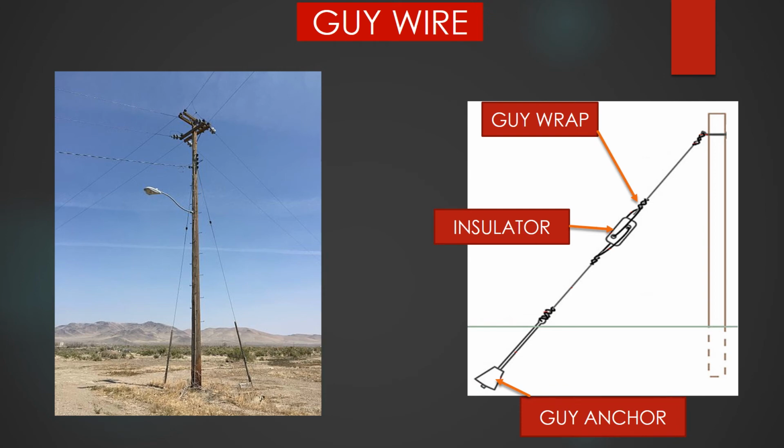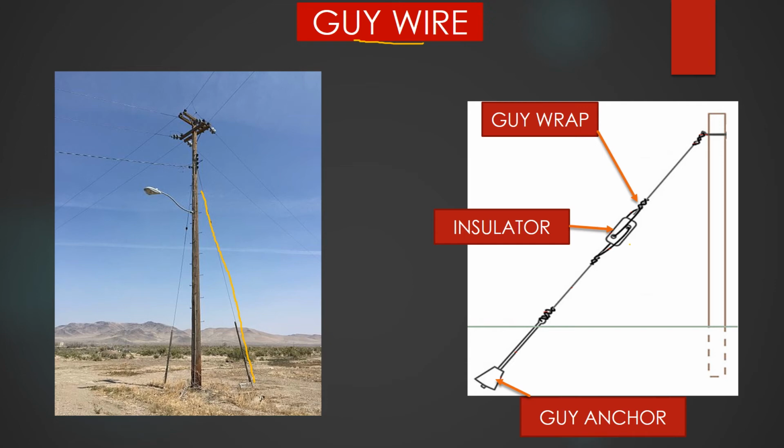Moving on to the guy wire, you must have seen that the transmission tower or the poles are having a slight angle wire. This is actually the guy wire. These are fastened to the pole at the termination or an angle to resist the lateral forces which are being handled by the transmission pole or tower.